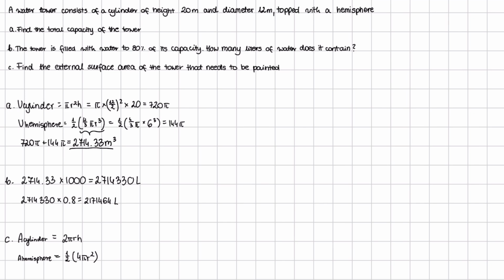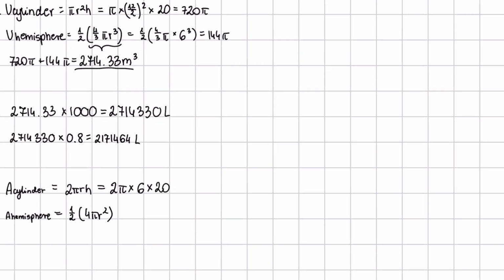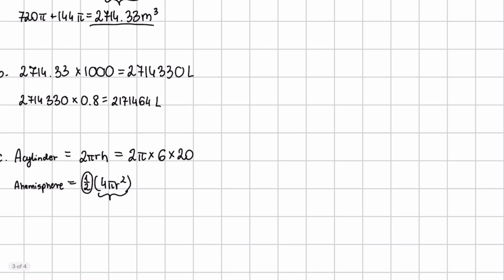and now we have to just substitute our values of height and radius. So for the cylinder it's 2 pi times 6 times 20, and for the hemisphere this is the formula for the surface area of a sphere, and here we have half of it, so for the hemisphere, so 1/2 4 pi times r, so 6 squared, and we have to calculate it.